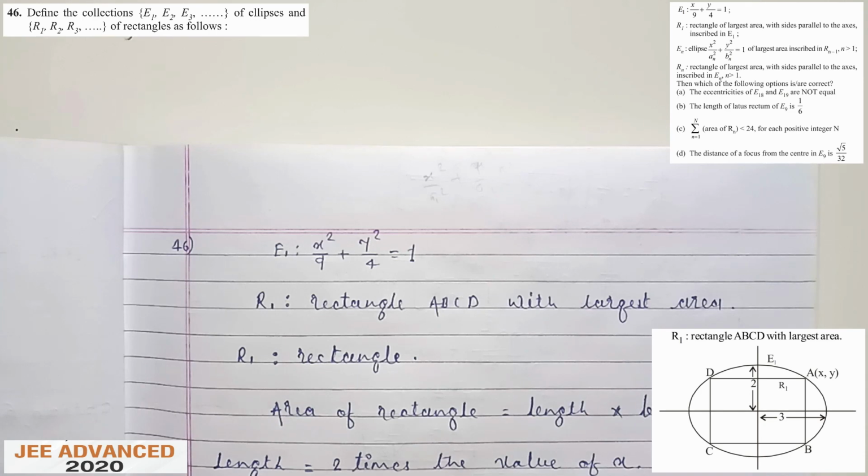We use length into breadth. Okay, so what is meant by a rectangle? Rectangle means opposite sides are equal. If opposite sides are equal, then the other remaining 2 sides are also there, and they are also equal.